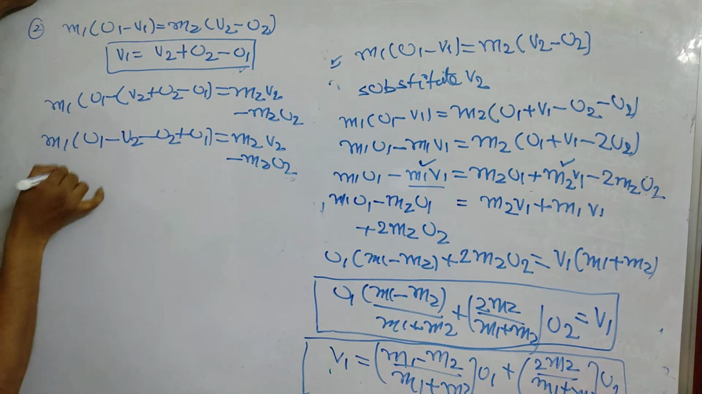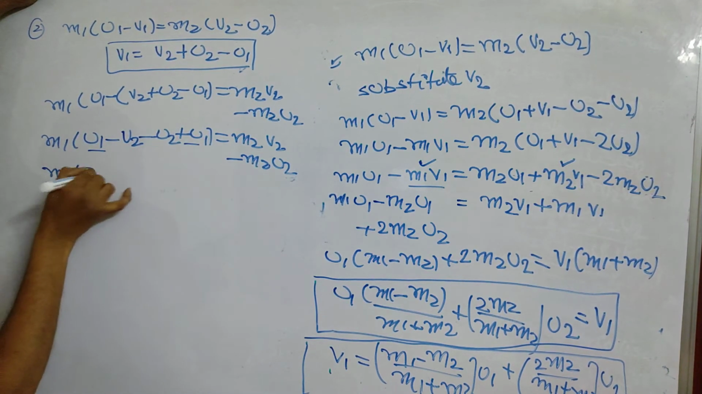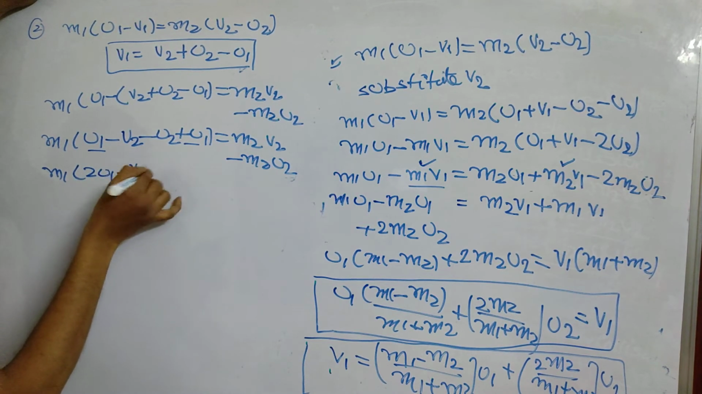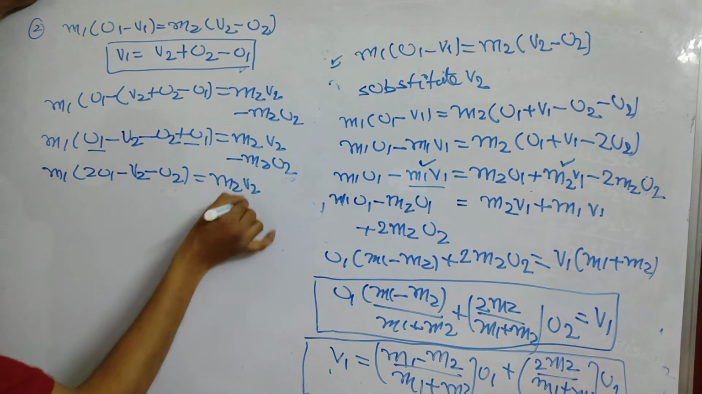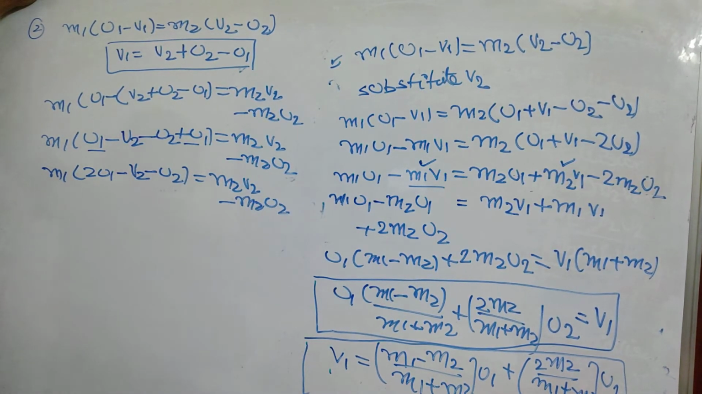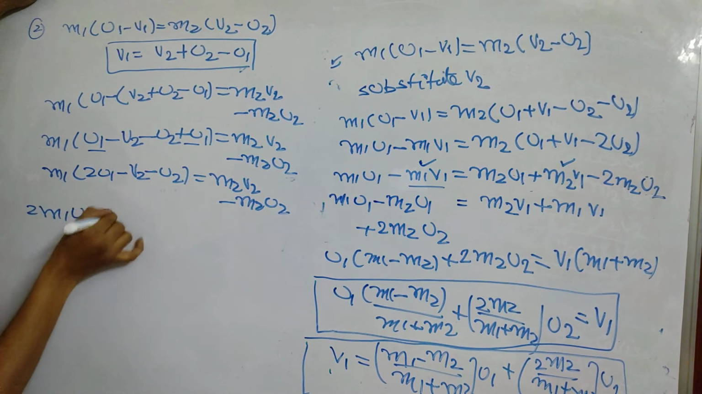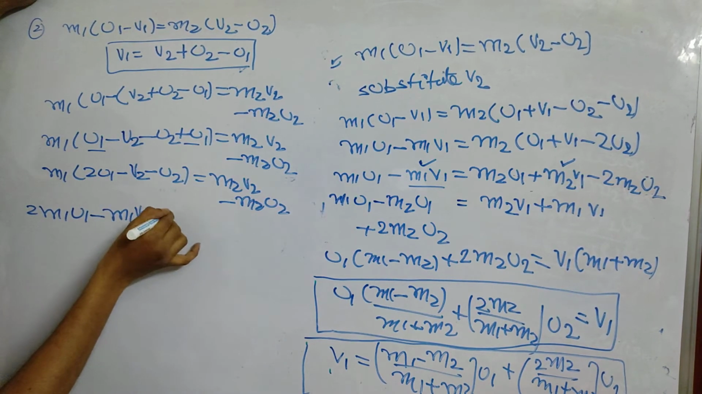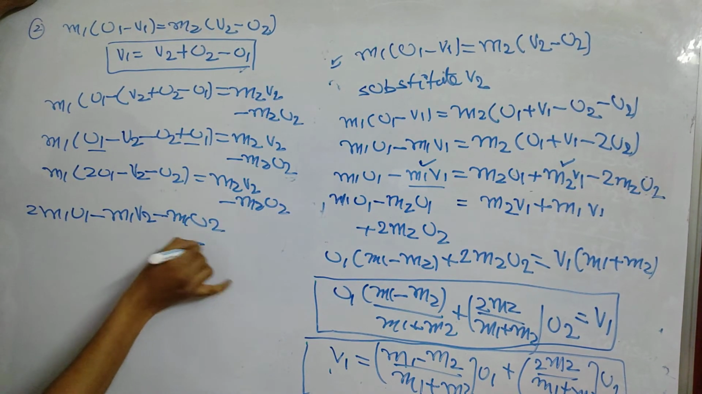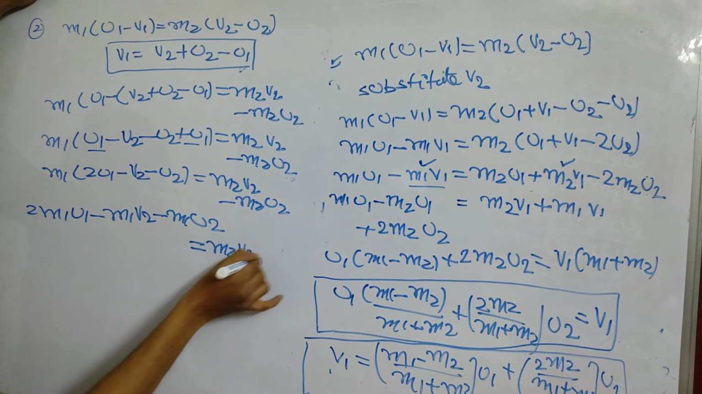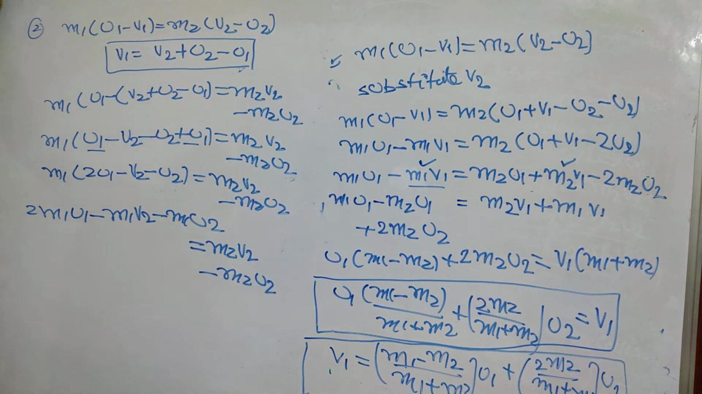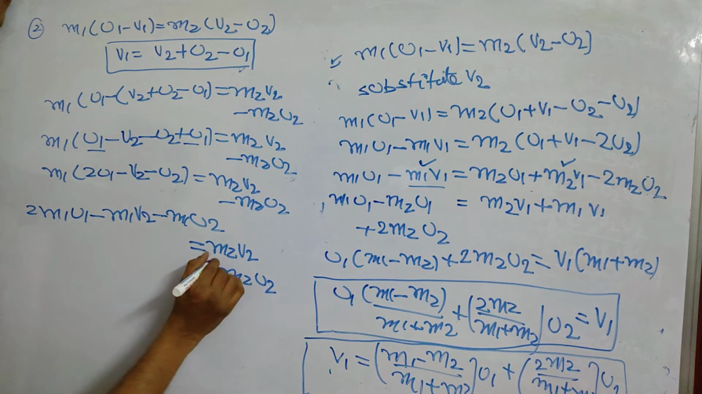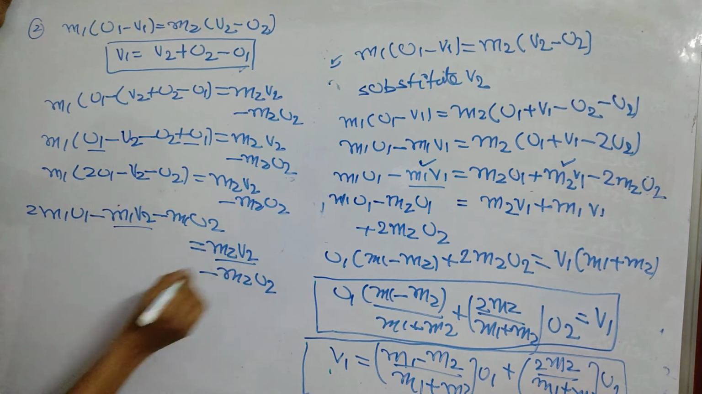Now again, find out m1 of (u1 minus... ) 2u1 minus v2 minus u2 equals m2 v2 minus m2 u2. Next step, expand this: 2m1 u1 minus m1 v2 minus m1 u2, and on the right side m2 v2 minus m2 u2. Same lines now, you keep the value on the right side, v2. Here already this and this.